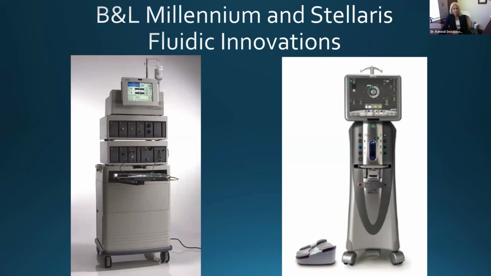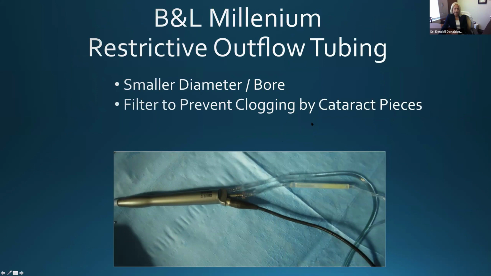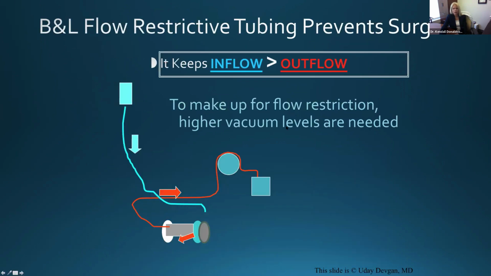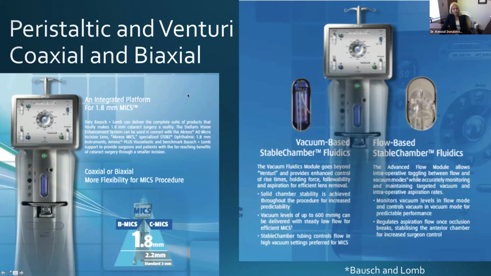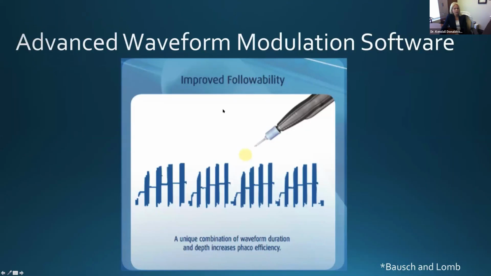And this is the B&L Millennium and the Stellaris. Again, they really advertise their restrictive outflow tubing. Every company has their own tubing, but this, again, helps to prevent surge, create a stable anterior chamber, again, keeping the inflow greater than the outflow. The key thing is being efficient. They have both the peristaltic and the Venturi systems, and it allows both coaxial and biaxial ways to perform your irrigation aspiration. So then there are ways to modulate the release of energy.